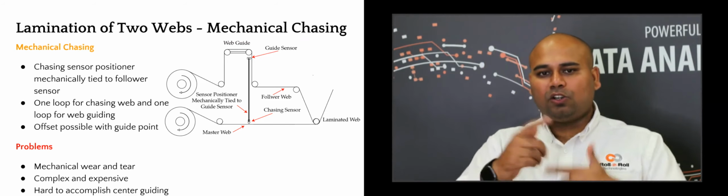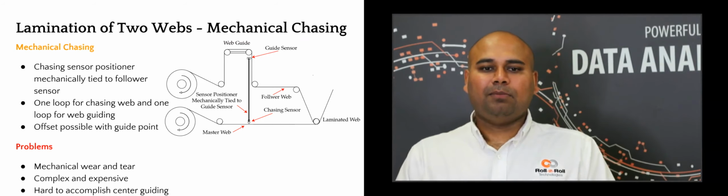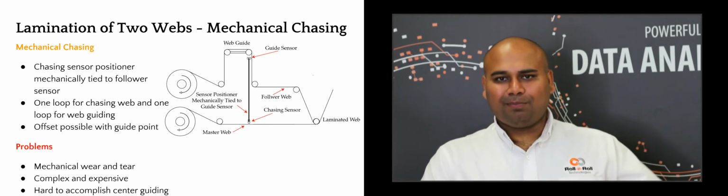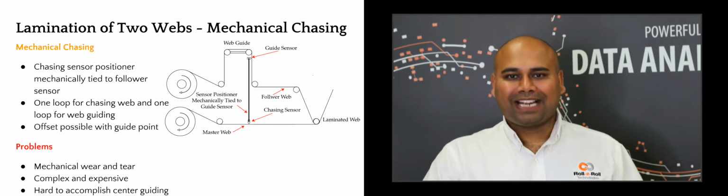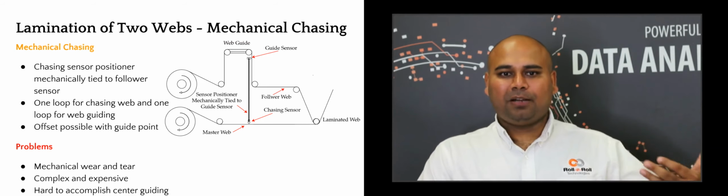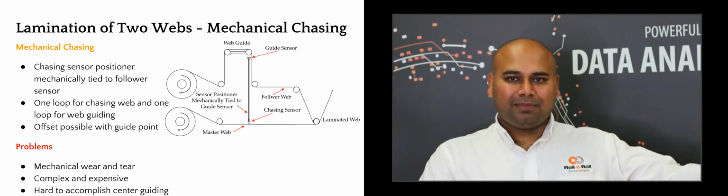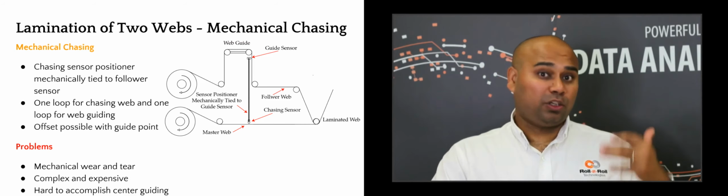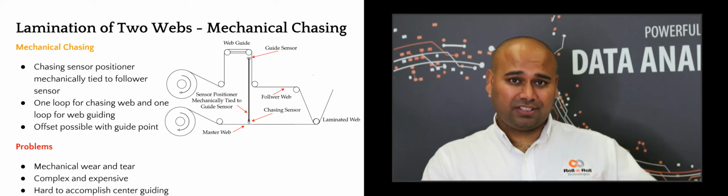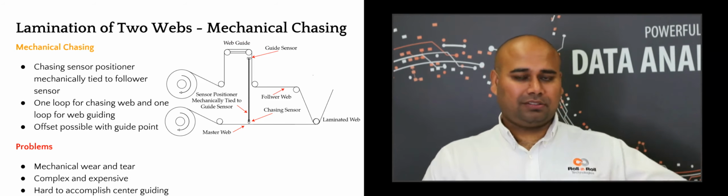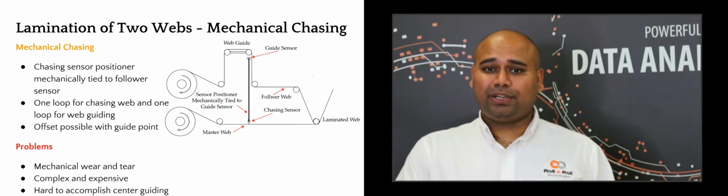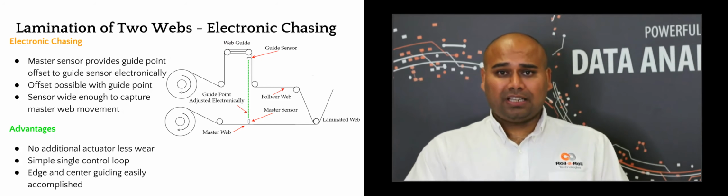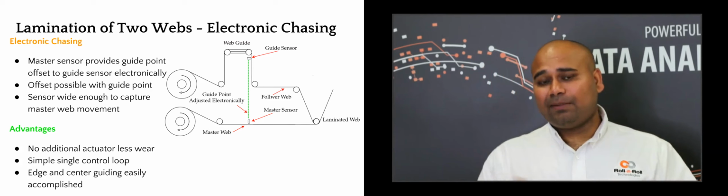So there is a control loop that is moving the sensor positioner mechanically. Obviously, you can see that it's a complex system. There are too many mechanical parts, and depending upon how far these are, the mechanical coupling is going to be an issue. And if you want to do center guiding with this kind of system, the complexity goes pretty high, pretty quick. A better way to do it would be to use the guide point or the electronic guide point adjustment.